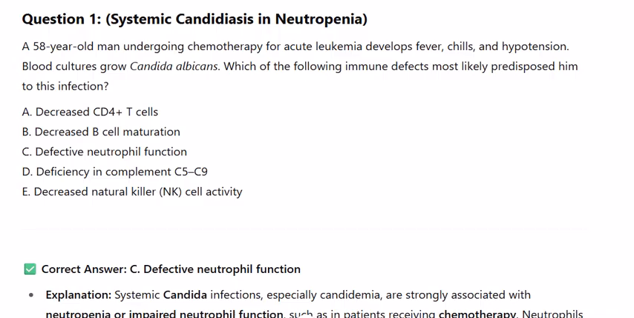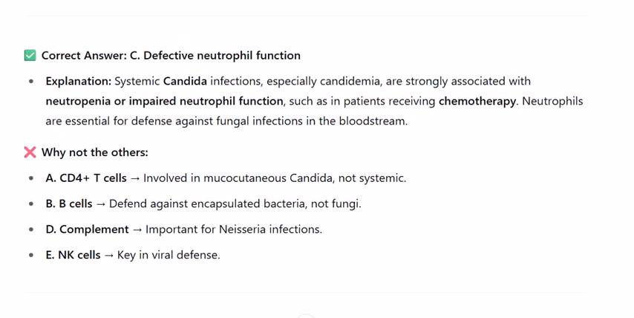Explanation: systemic Candida infections, especially candidemia, are strongly associated with neutropenia or impaired neutrophil function, such as in patients receiving chemotherapy. Neutrophils are essential for defense against fungal infections in the bloodstream.